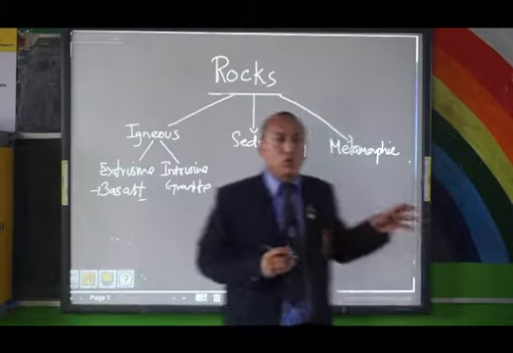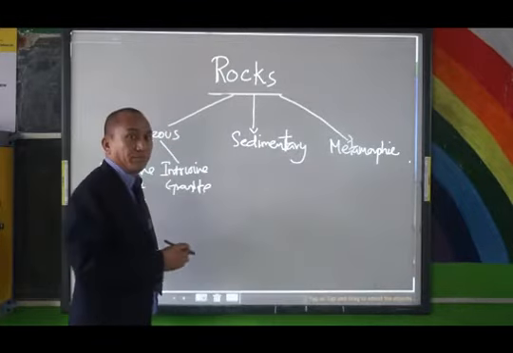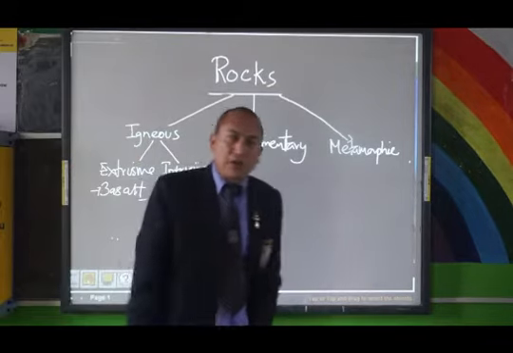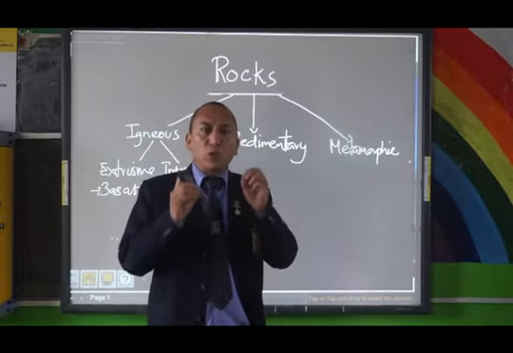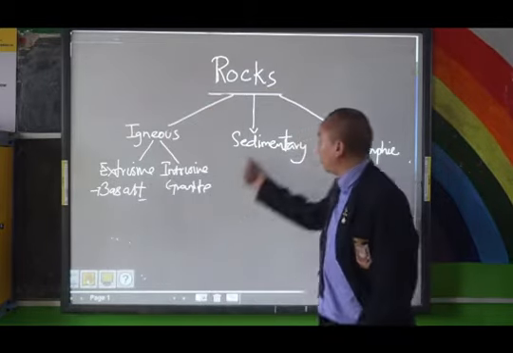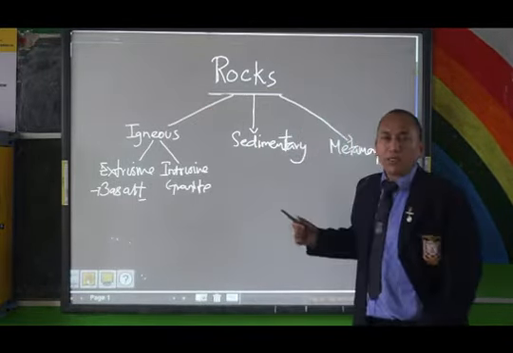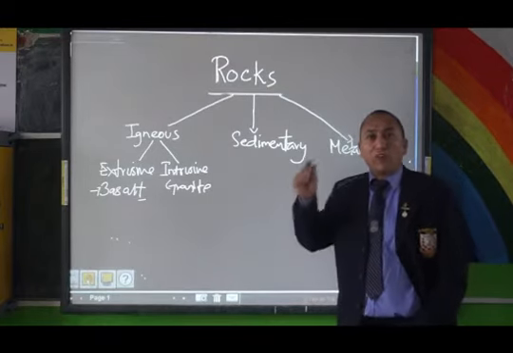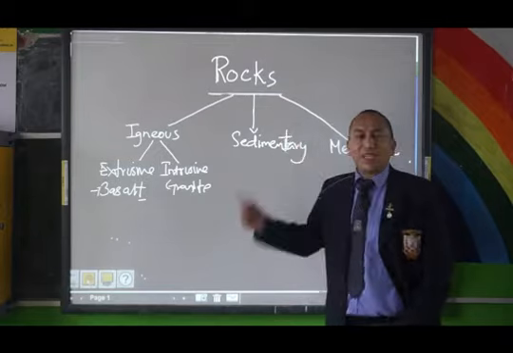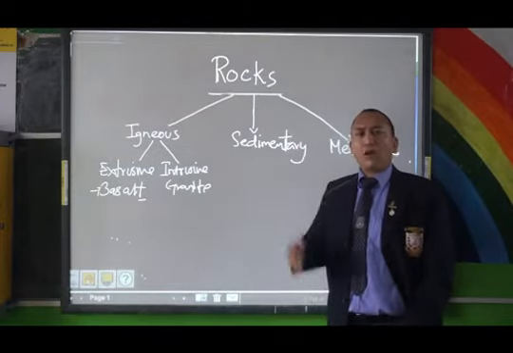Now let's go to the sedimentary rocks. What are sedimentary rocks now? Sedimentary rocks are those rocks which are formed from the sediments. See, the word itself will tell you. Sedimentary. That means those rocks which are formed from the sediments are called sedimentary rocks. Now, how are they formed?